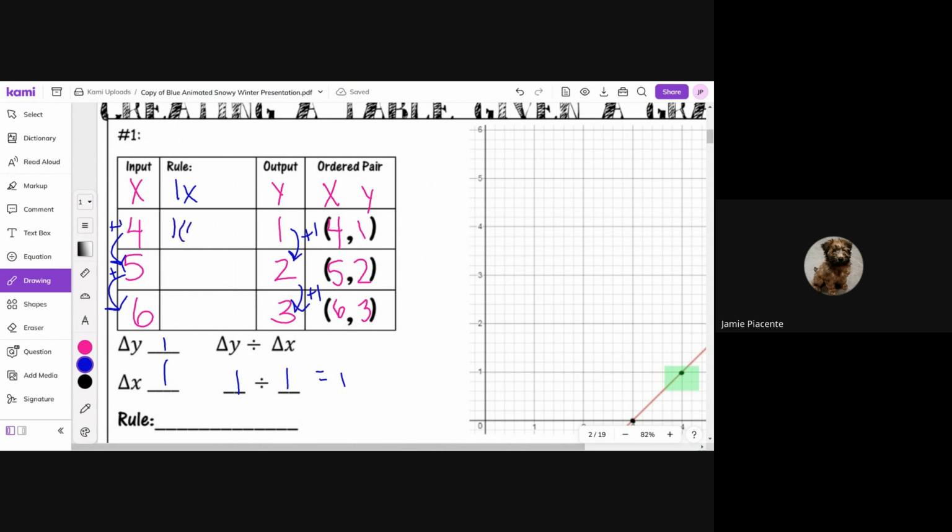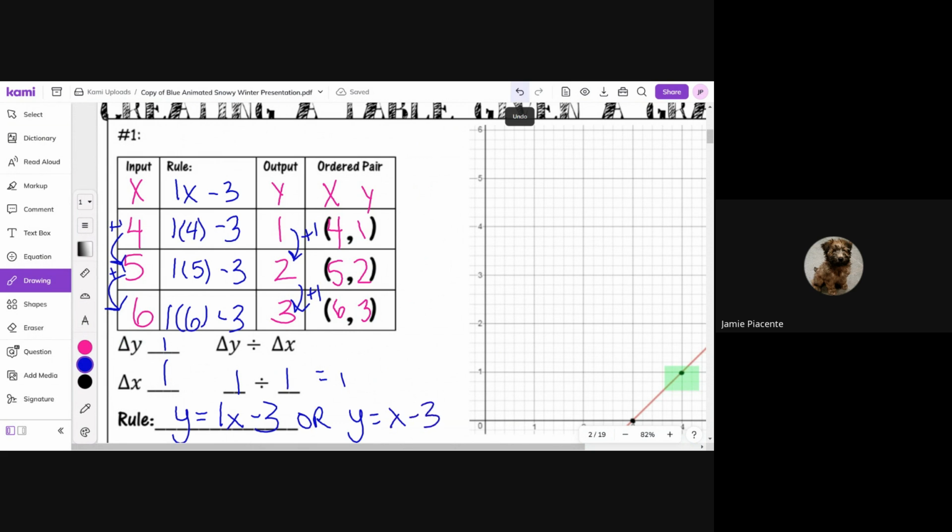So the beginning of my rule is just 1x. So 1 times 4, because we got to plug this in, is what? 1 times 4 is 4. How do I go from 4 down to 1? I need to subtract 3. 1 times, this time we're plugging in 5, is 5. If I subtract 3, do I get 2? Yep. 1 times, I'm plugging in 6. I'm always substituting in the X values. 1 times 6 is 6. Take away 3 is, yes, 3. So my rule is Y equals 1x minus 3. Or I like to write it as Y equals x minus 3.